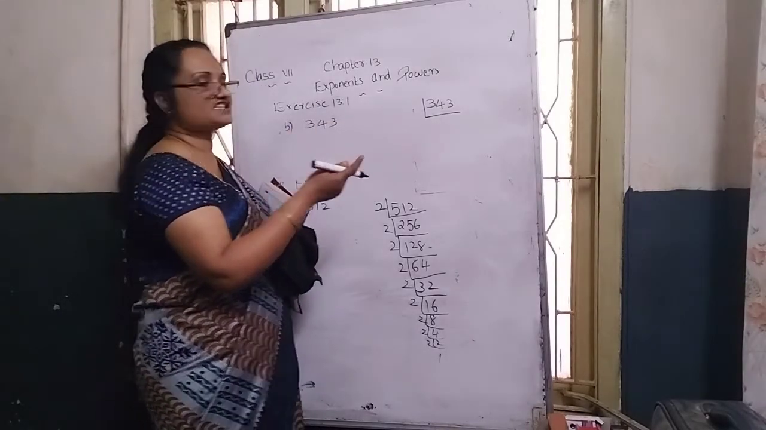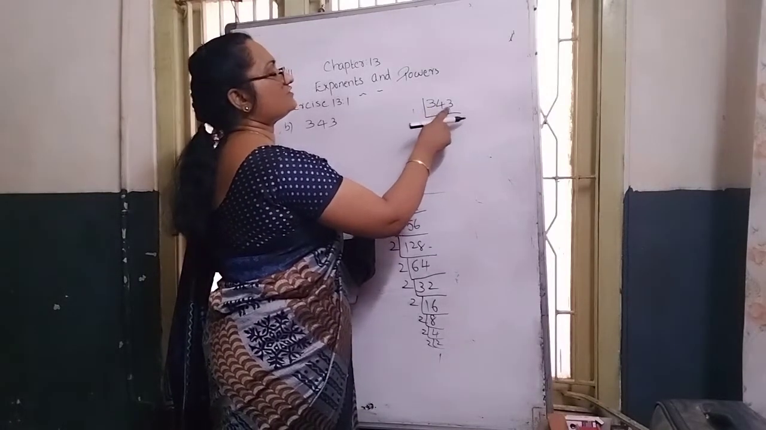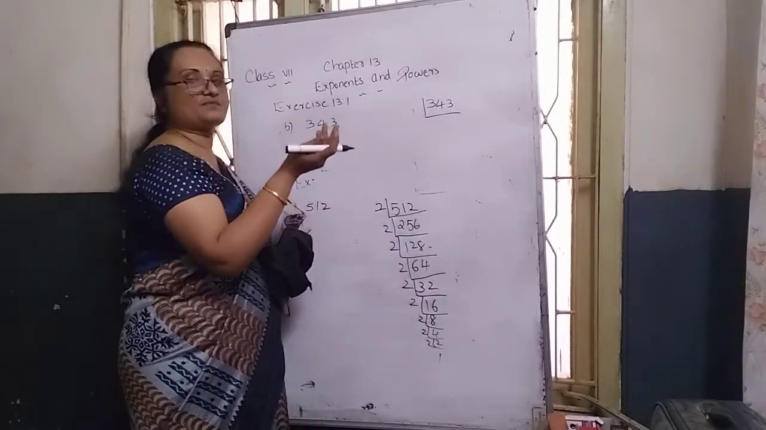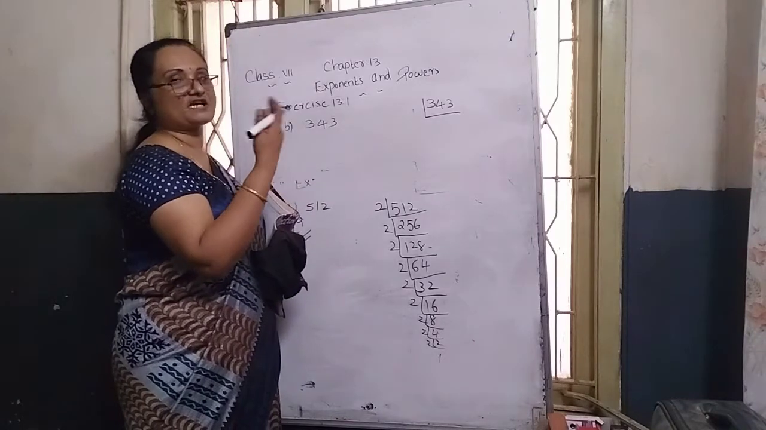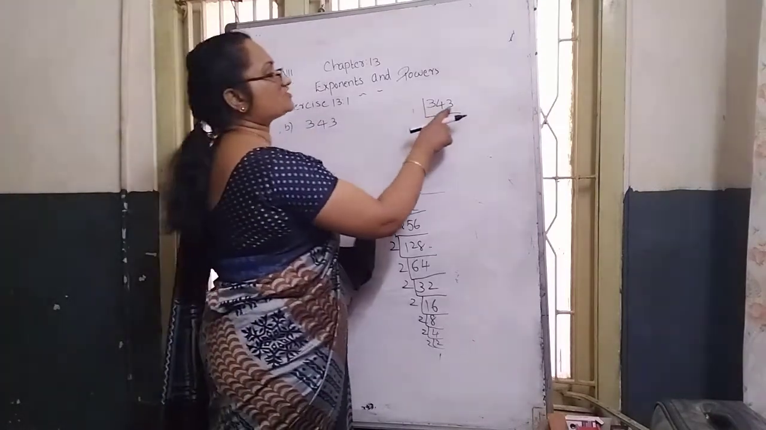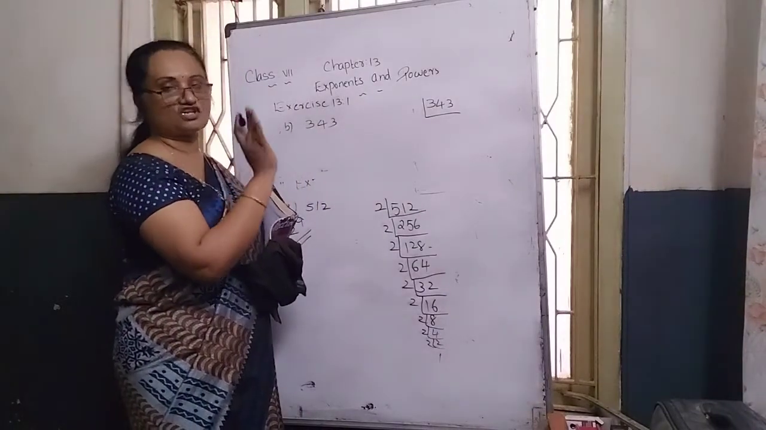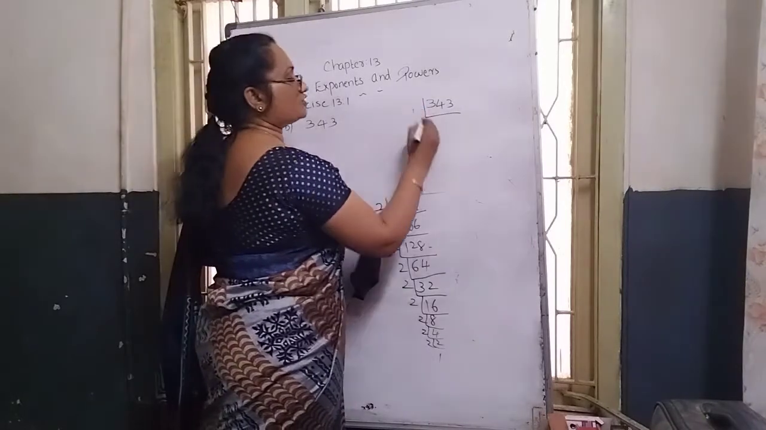The divisibility test of 3 says to add the digits of the given number. 3 plus 4 is 7. 7 plus 3 is 10. Not possible. 10 is not a multiple of 3. That's why we leave 3. The next prime number is 5. The unit place needs to be 0 or 5. Here it is not 0 or 5, it is 3. That's why 5 is also not possible. The next prime number is 7. Is it possible to divide by 7?